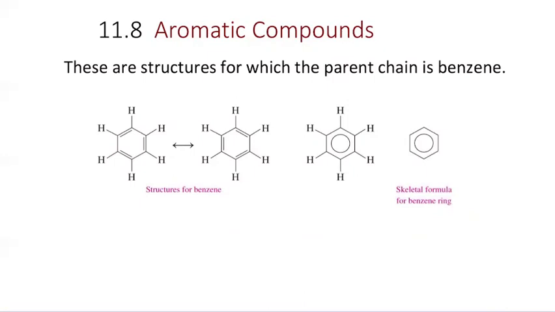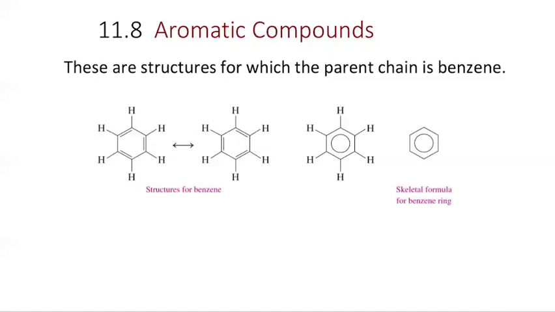Now, when we define aromatic compounds in organic chemistry, those are going to be structures in which the parent chain is a benzene ring. So when we started talking about organic chemistry, we introduced these as arene compounds. So the functional group for aromatic compounds, we call them arenes, but we can also call them benzene because of the presence of that benzene ring.